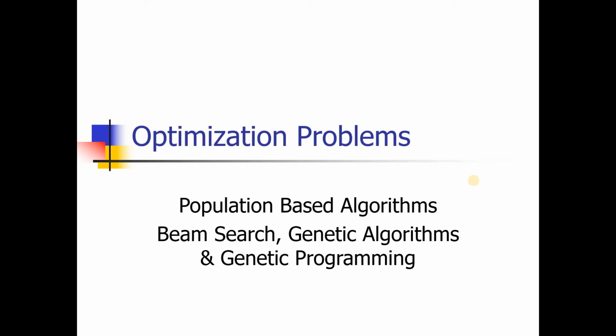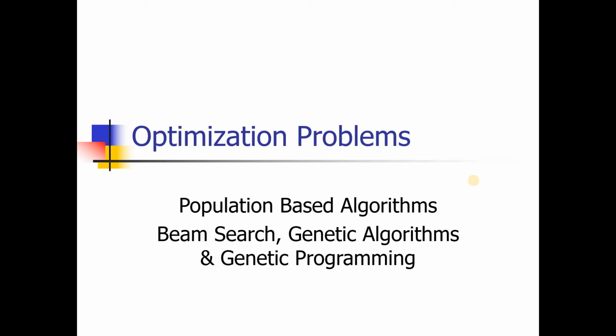Okay, class. Now we come to the last part of this type of optimization problems, and it is the one that is based on the population. We call it generally the population-based algorithms, and this includes the beam search and then the genetic algorithm and genetic programming, and there are some more that will come next.